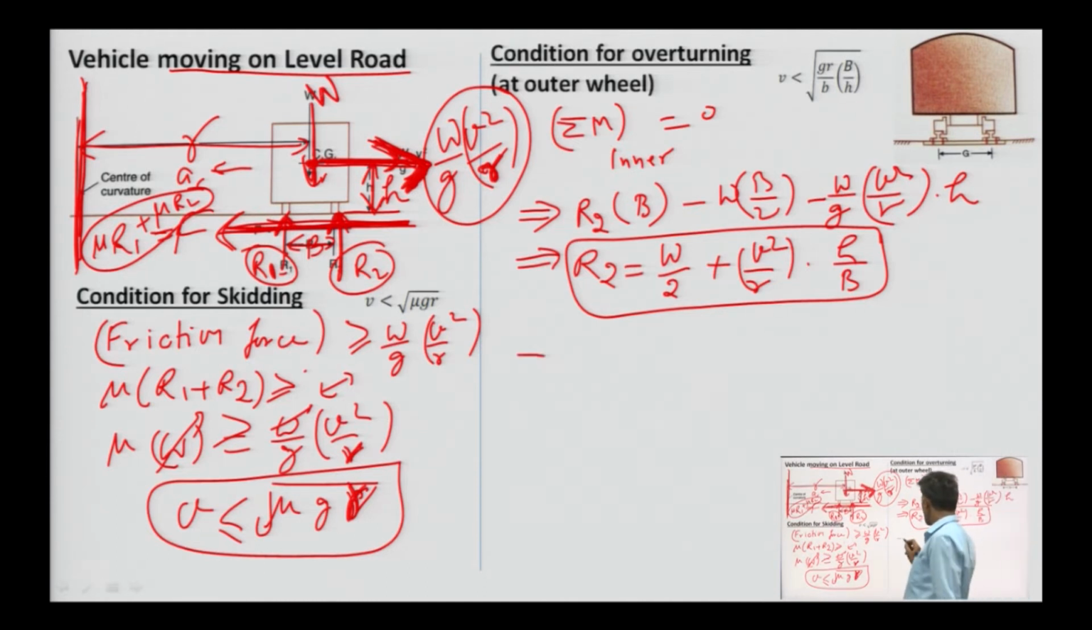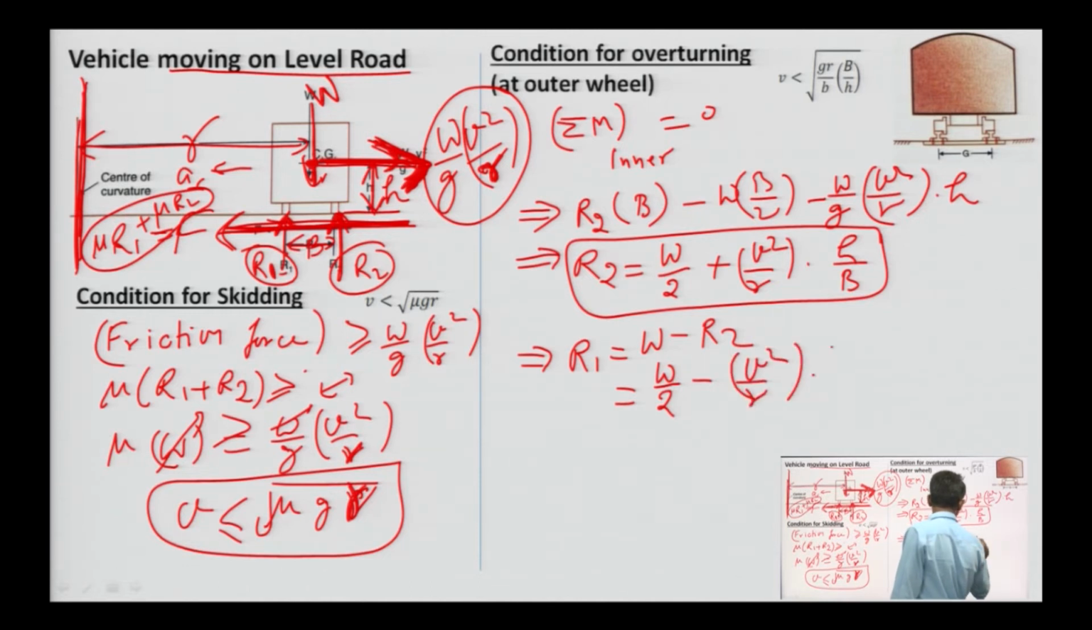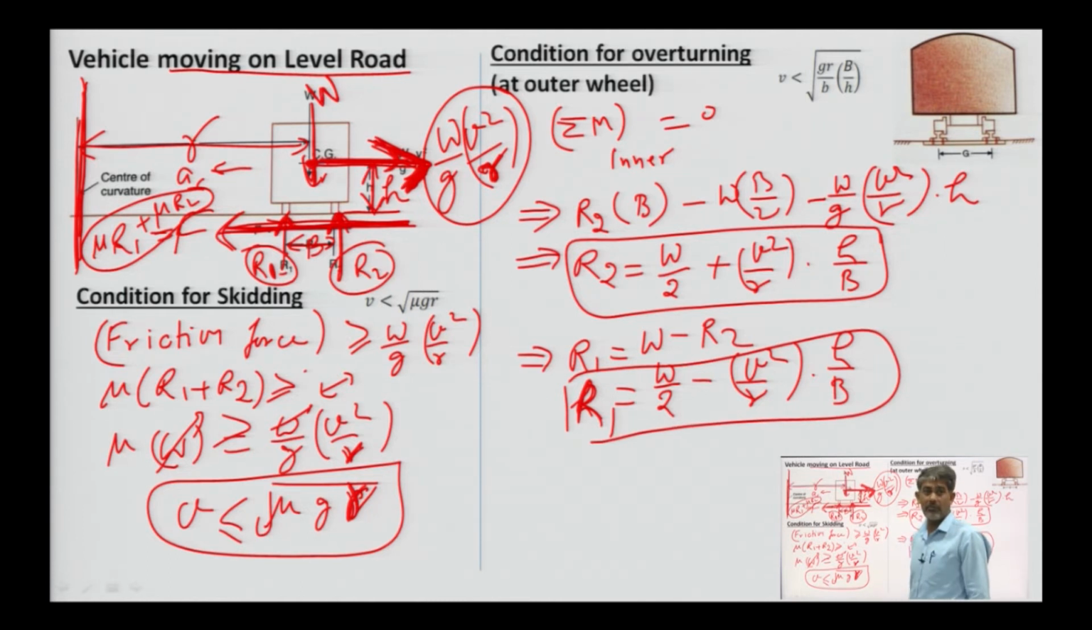So, what will be the value of R1? The value of R1 is W minus R2. Therefore, the value of R1 will be W by 2 minus V square by R times H into B. So, this is the value of R1.